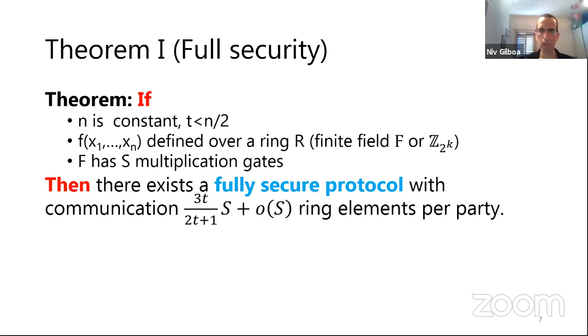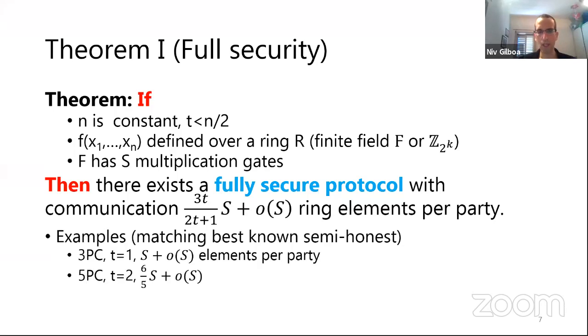Okay, so this is the main result. To give some examples with specific numbers, if n equals 3, so that's a 3PC with 1 corrupt party, then the communication complexity is going to be S, strictly S, plus little o of S elements per party. And for 5PC, that's 2 corrupt parties, we're going to have 6/5 S plus little o of S. Those are the concrete numbers.